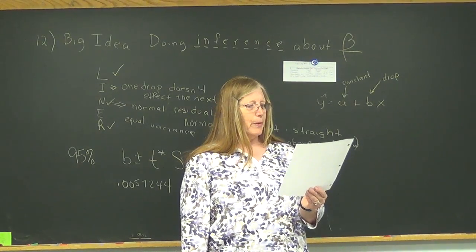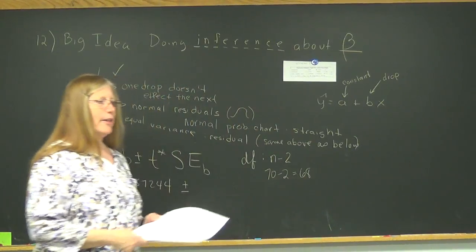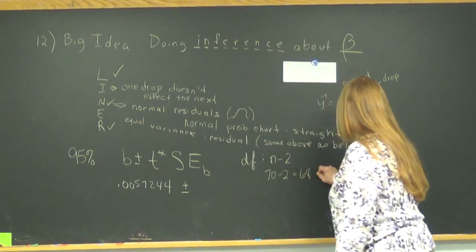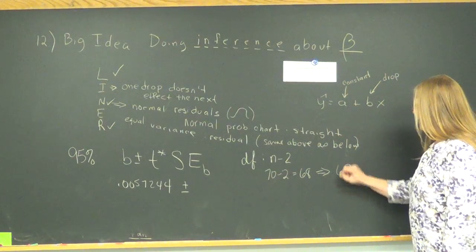1.96 is pretty close. Yeah, well that's Z, but we're in a T. Yeah, we're in a T, Morgan. When are you ever going to use a Z on a T chart? I know, I agree. I'll have to find out why that's even there.